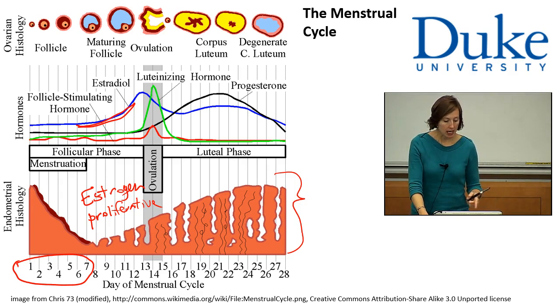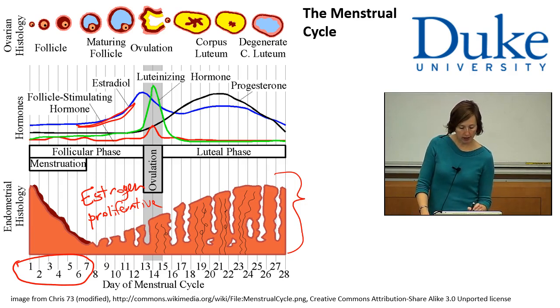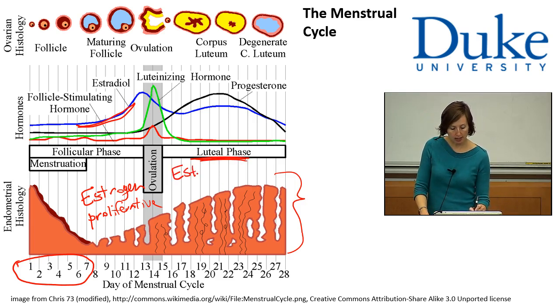Then in the second half, in the luteal phase, when we've got the corpus luteum active, we've got estrogen and progesterone.